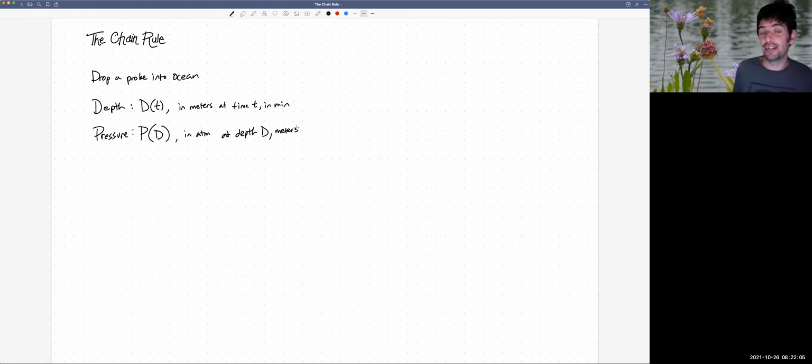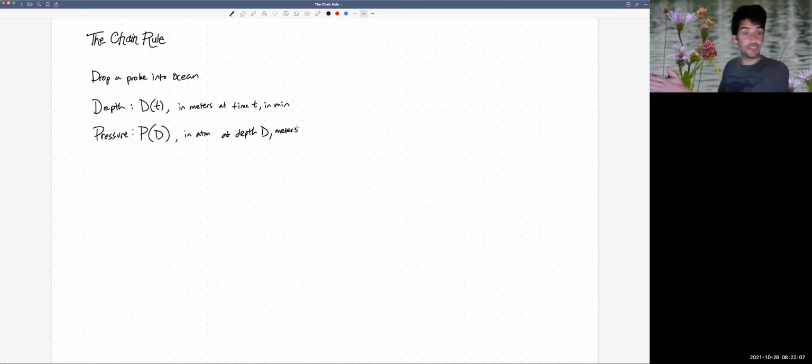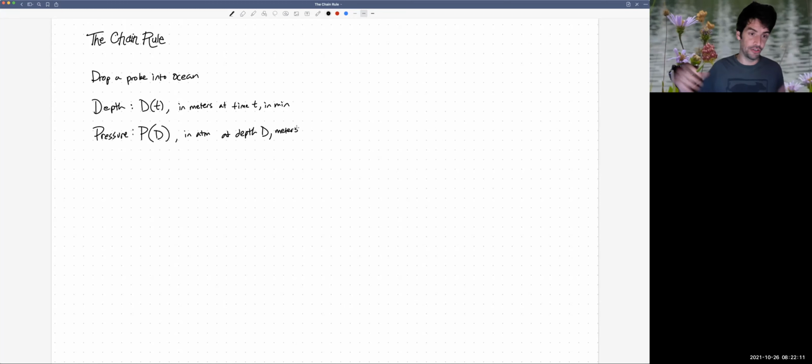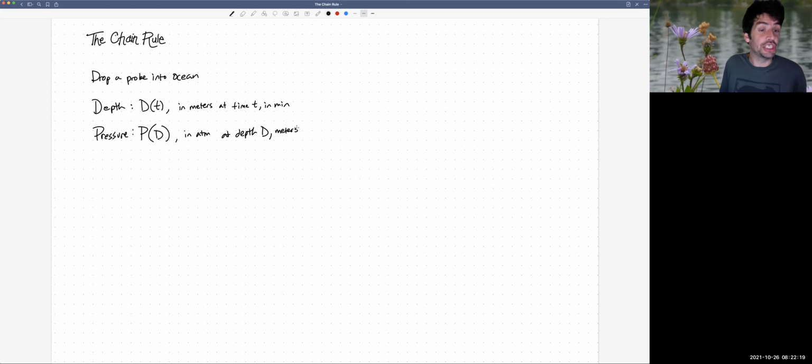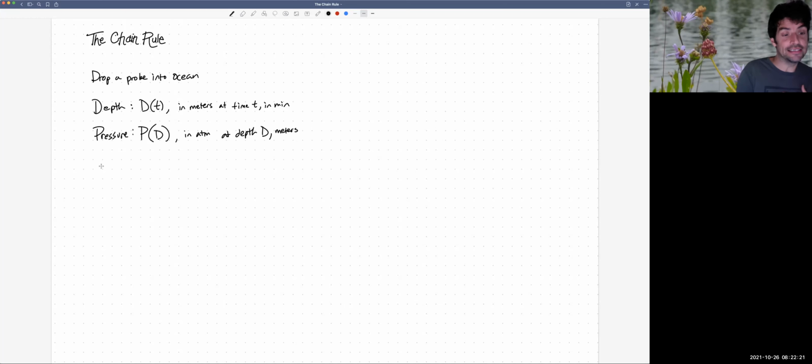If I told you it's been traveling for 10 minutes, you could go to your d of t function and say d of t tells me it's at a depth of 100 meters, and then we take the 100 meters, put it into the pressure function, and we get the pressure coming out. That's composition of functions. We can write this as p of d of t.